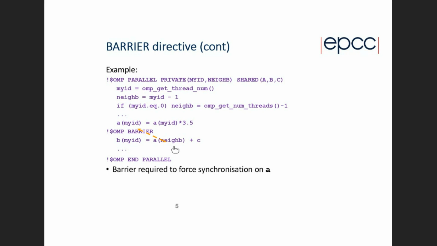Another example, we remember from last time, if you have a master construct, master does not have an implicit barrier. So if you want to synchronize the threads after a master region, so thread 0 does something, all the other threads skip over it. If you want to synchronize at the end of a master, then that would be another case where you would want an explicit barrier directive.